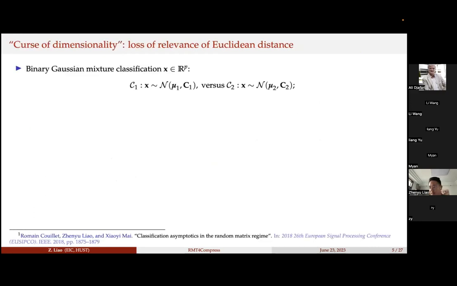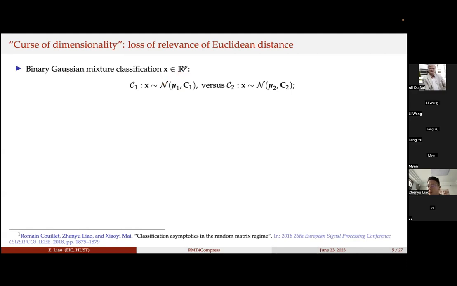So here is the toy example I try to play with and show why things we consider to be counterintuitive. Here we focus on the idea of Euclidean distance, and we consider a very simple example of doing Gaussian mixture classification. So we have data points that are in dimension P.